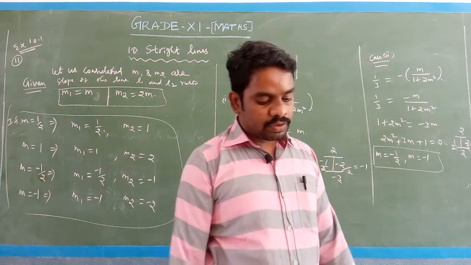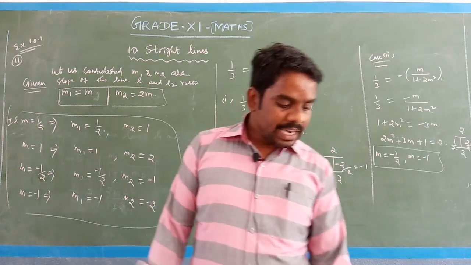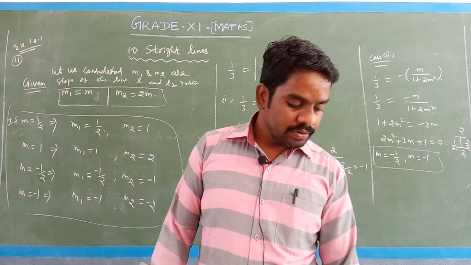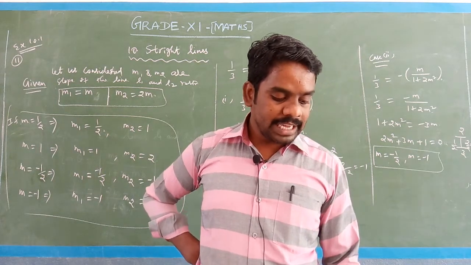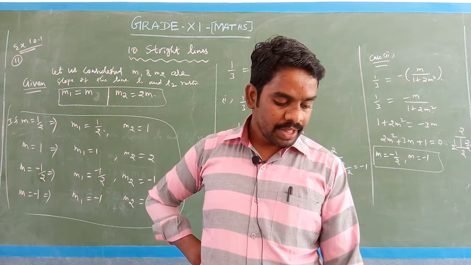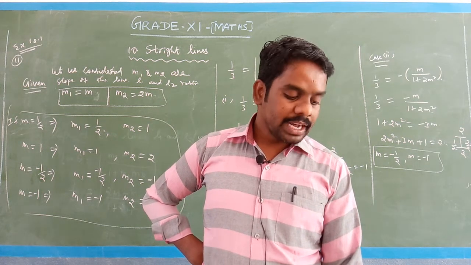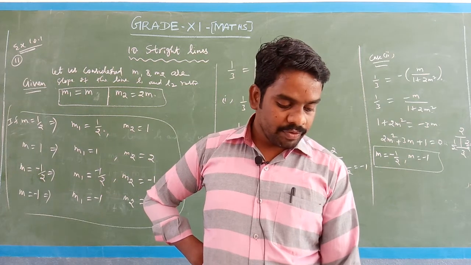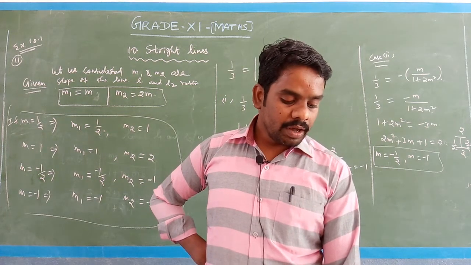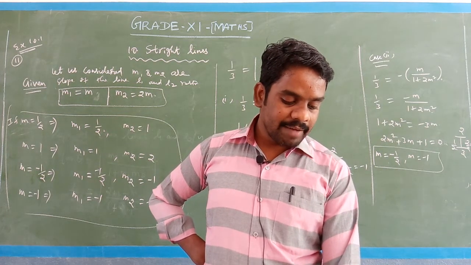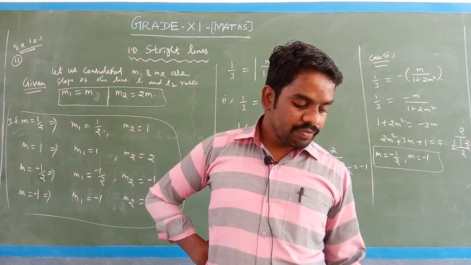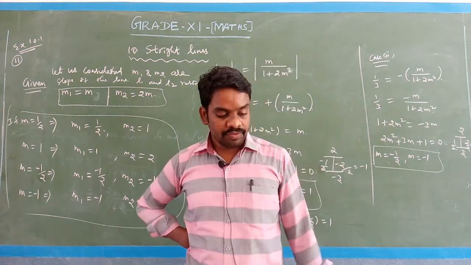Example 2. Listen. The angle between two lines is pi by 4, that is theta equal to pi by 4. And the slope of one of the lines is 1 by 2, that is m1 is 1 by 2. Find the slope of the other line.